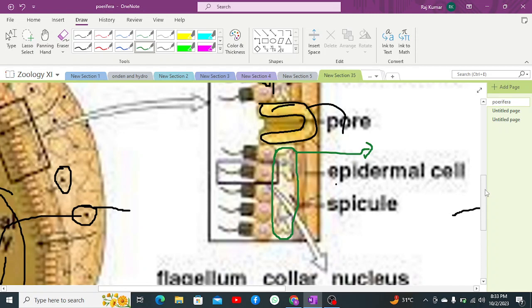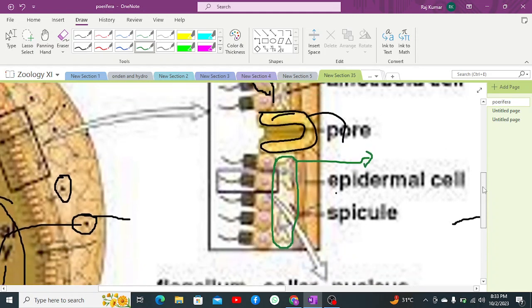Archaeocytes are amoeboid cells, which are involved in amoeboid movement. These archaeocytes are totipotent cells, which are capable of giving rise to a complete organism, and are involved in the reproduction phase of sponges. Whenever asexual reproduction occurs in sponges, it is done by the archaeocytes through the process of budding or by the formation of gemmules, which we are going to discuss later.